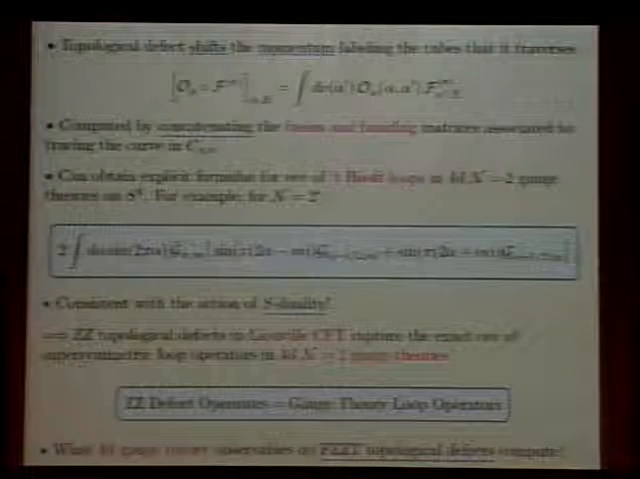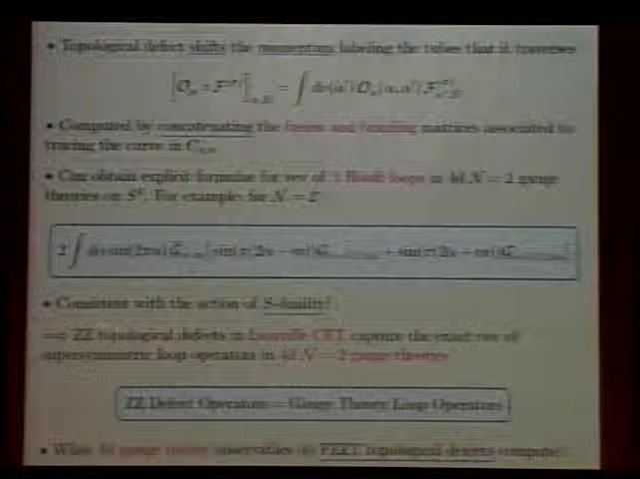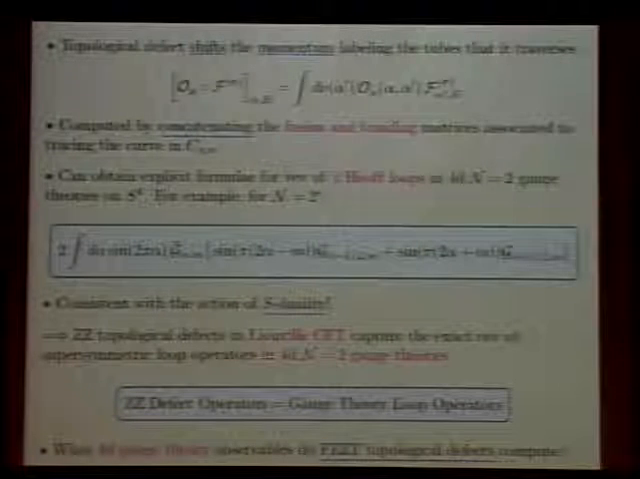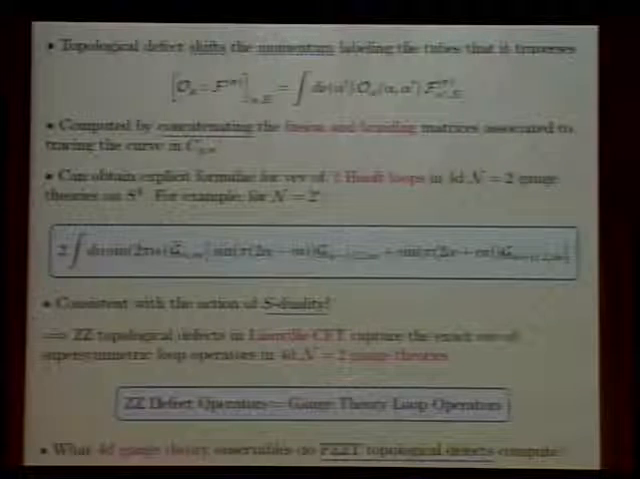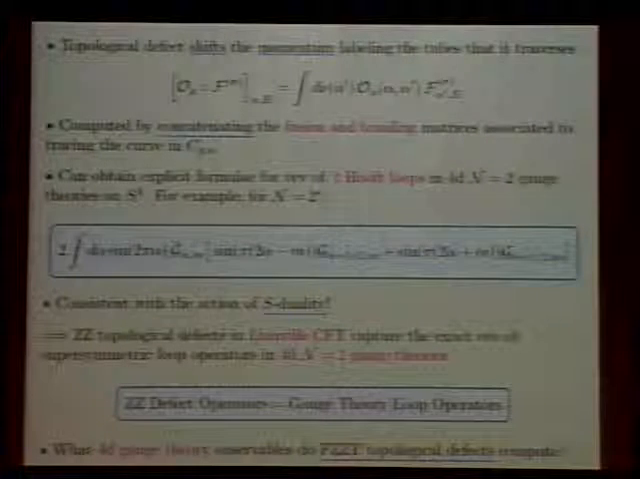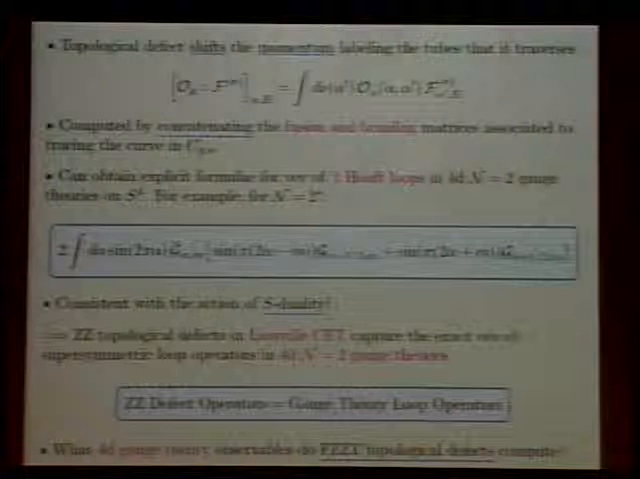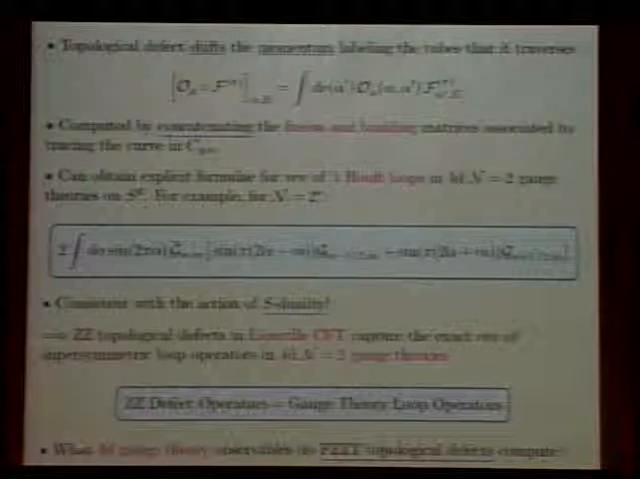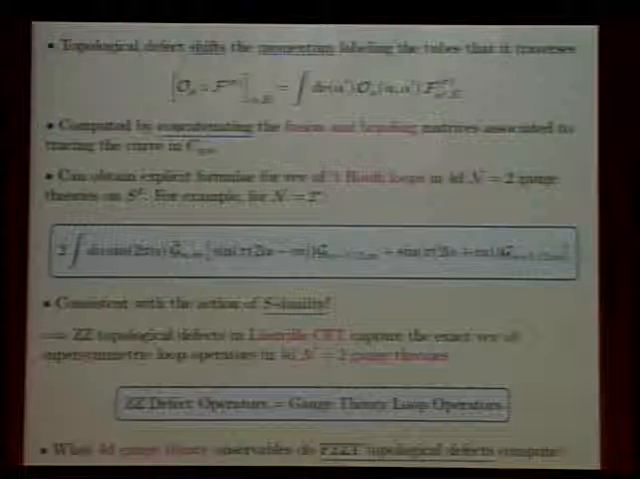Okay? So what we find is that the ZZ topological defects in Liouville theory compute exactly the supersymmetric loop operators in four-dimensional gauge theory. So in the last few minutes, what I want to show is the answer to the question of what is the gauge theory interpretation of the other topological defects.